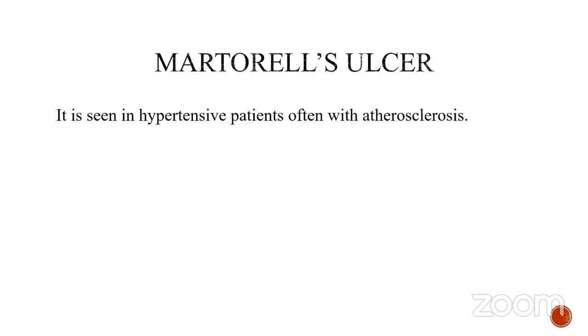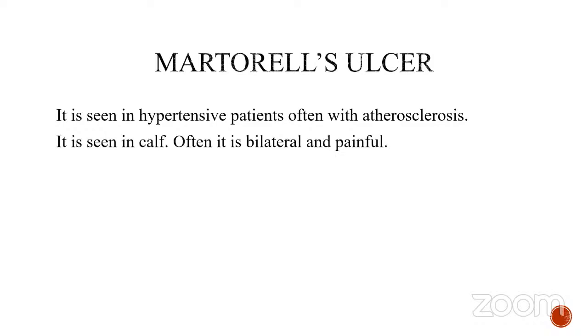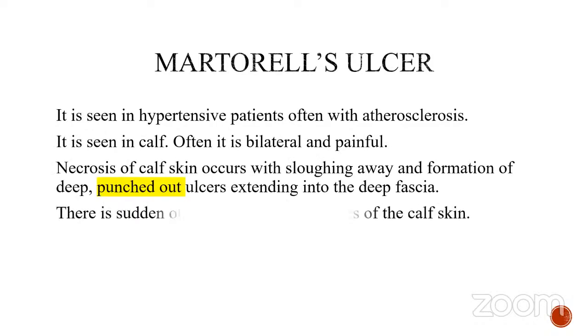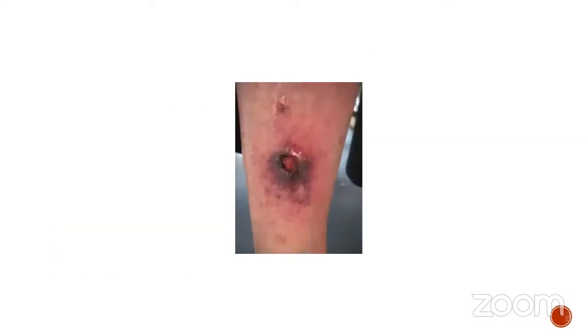Next important ulcer is Martorell's ulcer. So this ulcer is seen in hypertensive patients. So we saw how there's a chance of forming ulcer in diabetes patient, but here there's an ulcer which is commonly formed in hypertensive patient with atherosclerosis. It's seen in calf, often bilateral and painful. So I'll show a photo. So this is how a Martorell's ulcer will be shaped. It's usually seen in the calf.